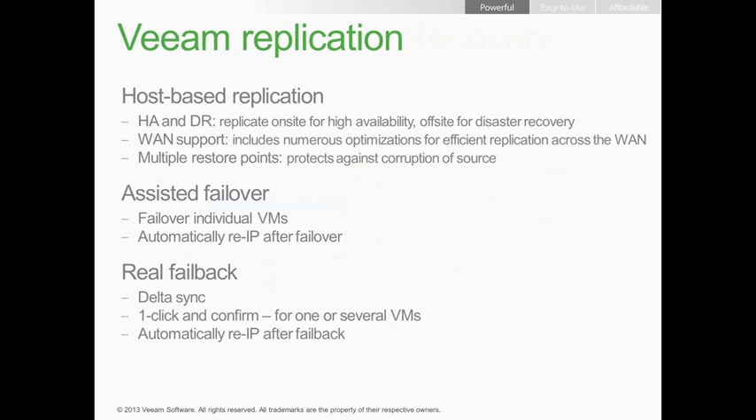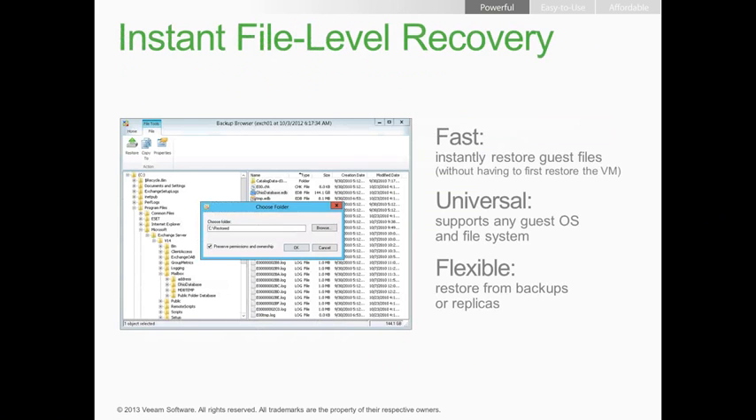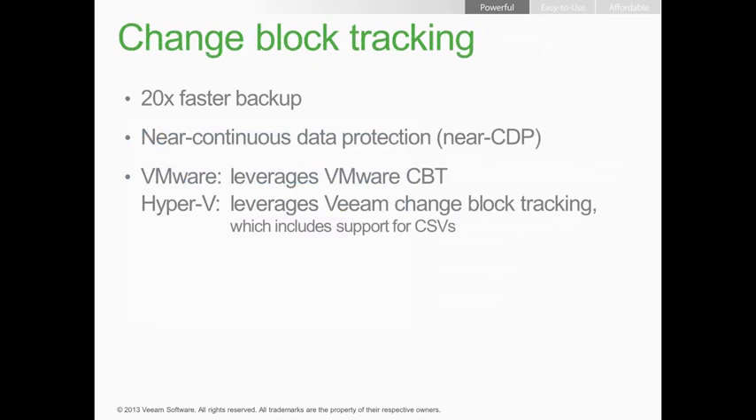Other bits of technology we have: file level recovery, very, very fast. You can literally just mount a VM, search for a file, and put it back where it came from. With VMware, we've been utilizing change block tracking since they first brought it out. We were one of the first companies to utilize it. With Hyper-V, we actually have our own implementation of change block tracking.